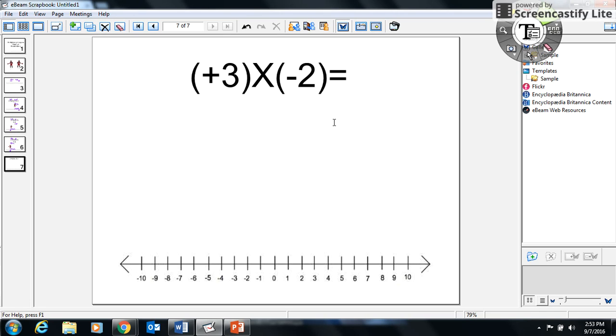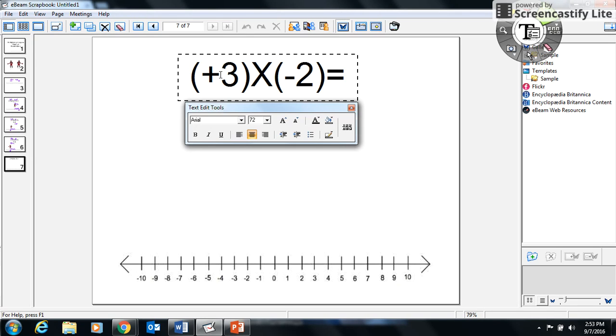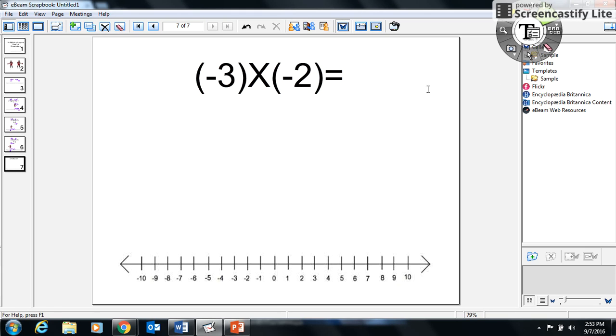Okay, so I made a mistake here. I'm going to change something really, really quick. I'm going to change this to a negative 3. Okay, so here's your question. Negative 3 times negative 2.